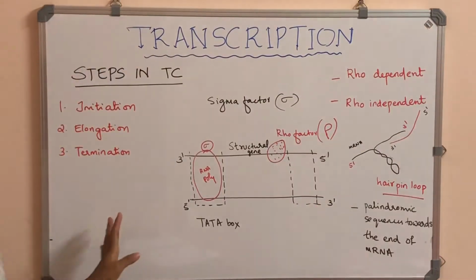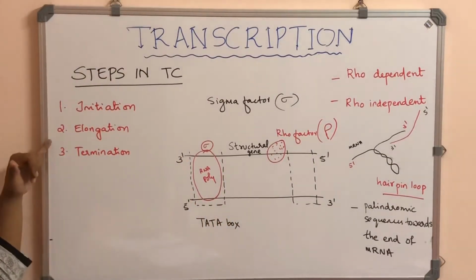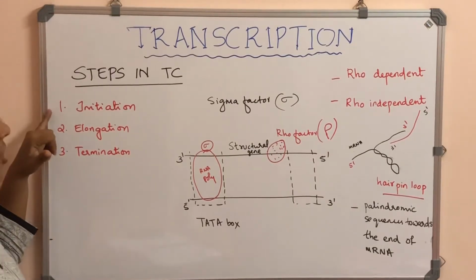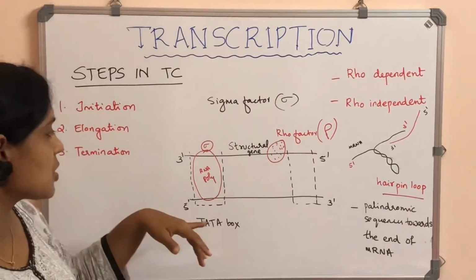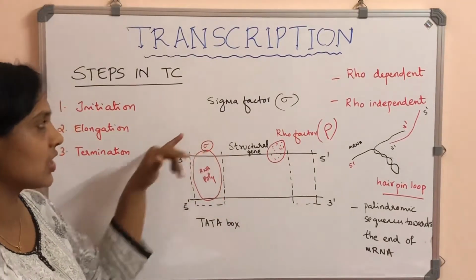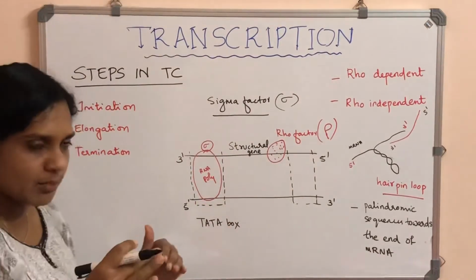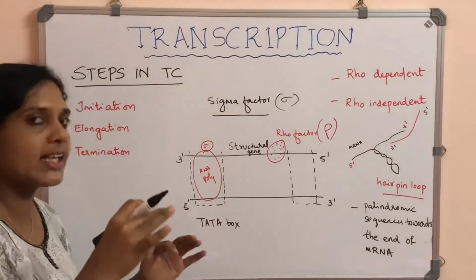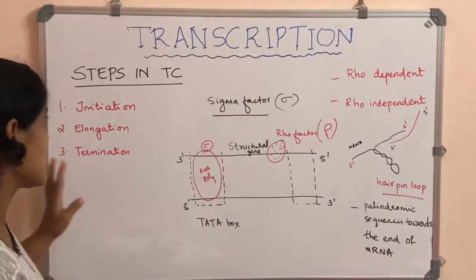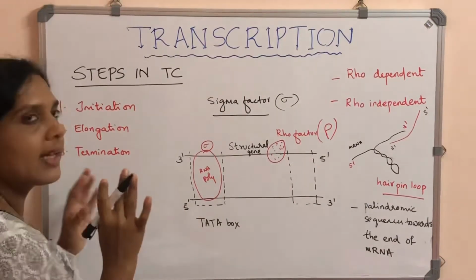So this is what happens in transcription. It has 3 steps: initiation, elongation and termination. Initiation means the beginning of this process. RNA polymerase will come. RNA polymerase has a sigma factor, and the sigma factor actually initiates the process. It comes and binds to the TATA box of the DNA strand. So that will initiate the process.